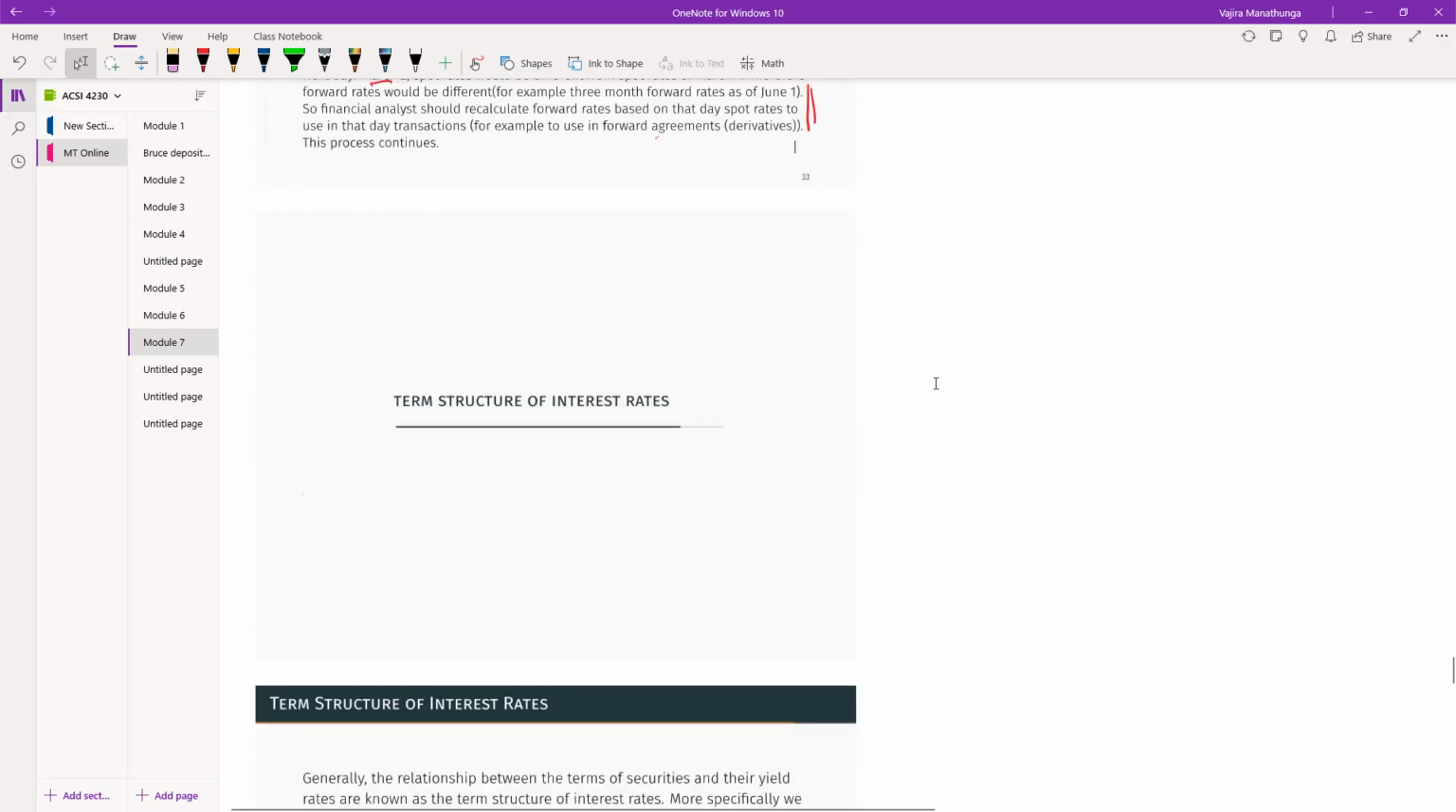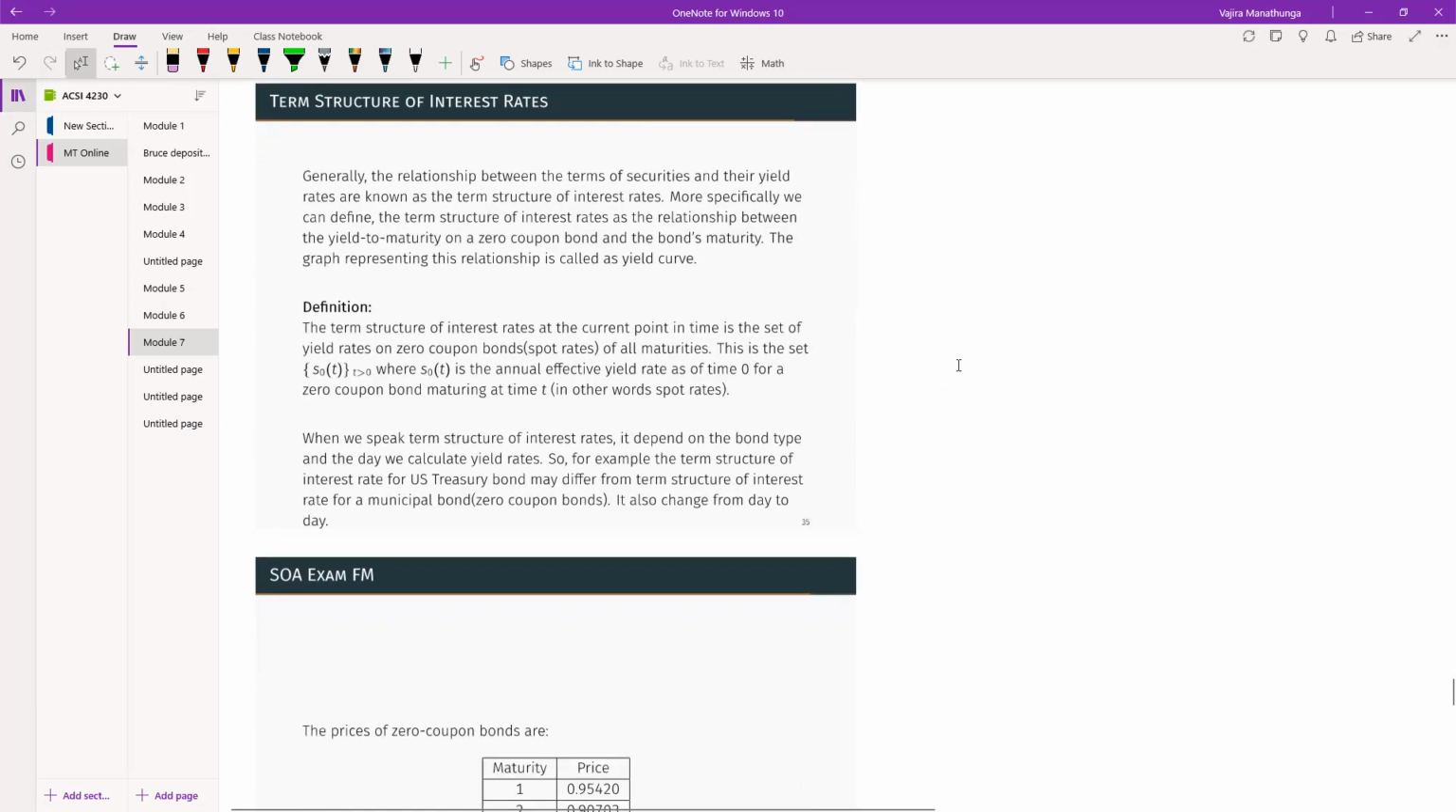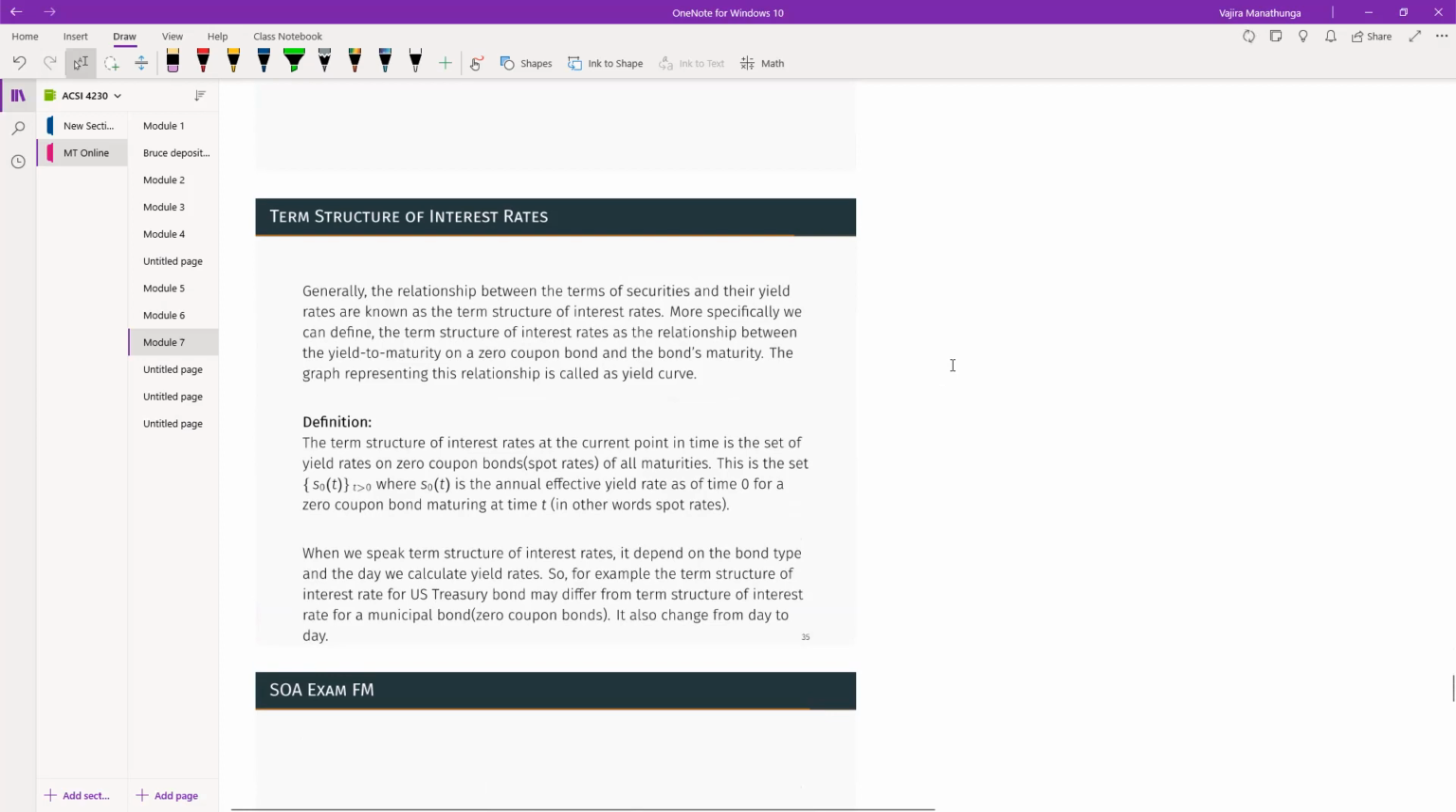So, term structure of interest rate. This is going to be a very short section. So I'm going to continue. Under this one, let's first define the term structure. Generally, the relationship between the terms of securities and their yield rates is known as the term structure of interest rate. So basically, the term of a security, like whether it's 6 months, 1 year, 2 years, or 10 years, and that term and the yield. That's called the term structure of interest rate.